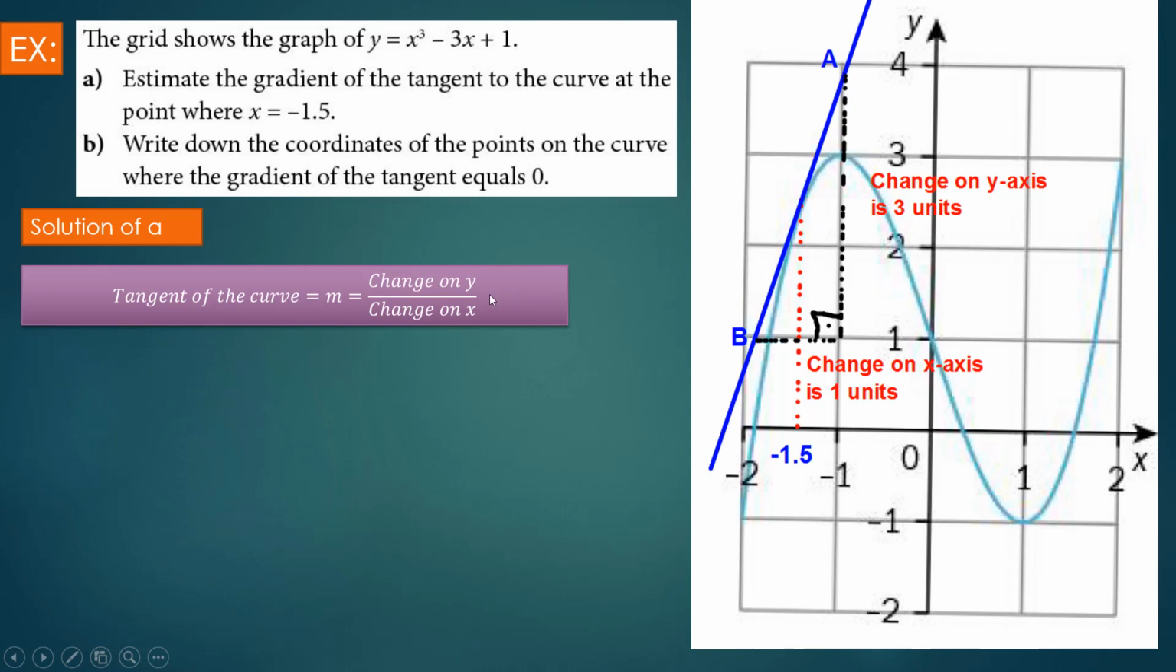Then we can just use the formula again, change on y over change on x. And as you see, change on y is 3 squares or 3 units. Change on x is 1 unit or 1 square, and it is 3 over 1 equal to 3.